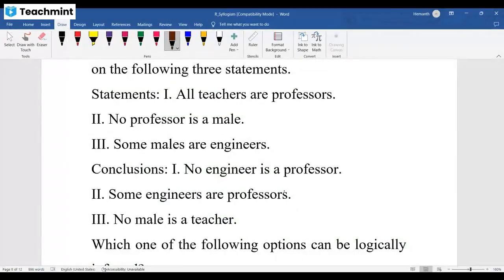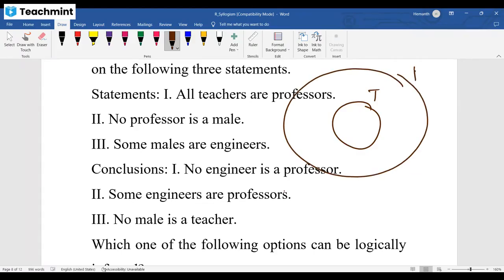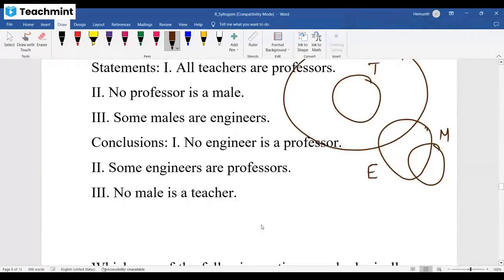And this question, especially many people given 1 and 3 as the answer because you draw only one diagram. But if you see the other side of the coin, the first one is: all teachers are professors, no professor is male, some males are engineers. I can draw it like this also, right? Some part of male are engineers. The other diagram is the one where you people draw engineers on the right side of the male. So this is also correct, right?